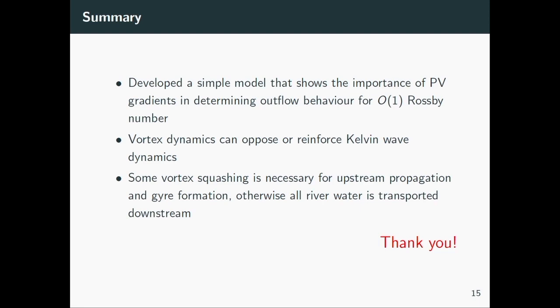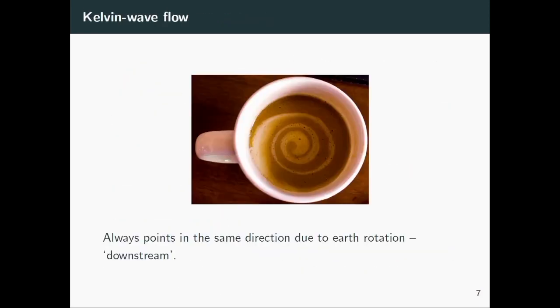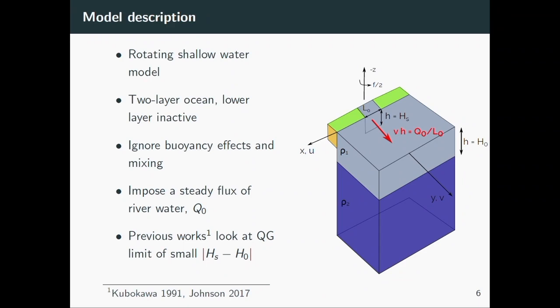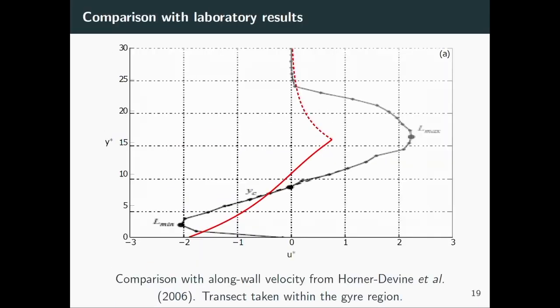Yes, we have done some. The model is a bit too simple for quantitative comparison because we don't have a density difference between the fresh water and this upper layer. But we have done some comparison with experiments. Here, this is an experiment from another paper by Horner-Devine, and this shows the velocity within the fluid, the alongshore velocity, and we have good improvements there.